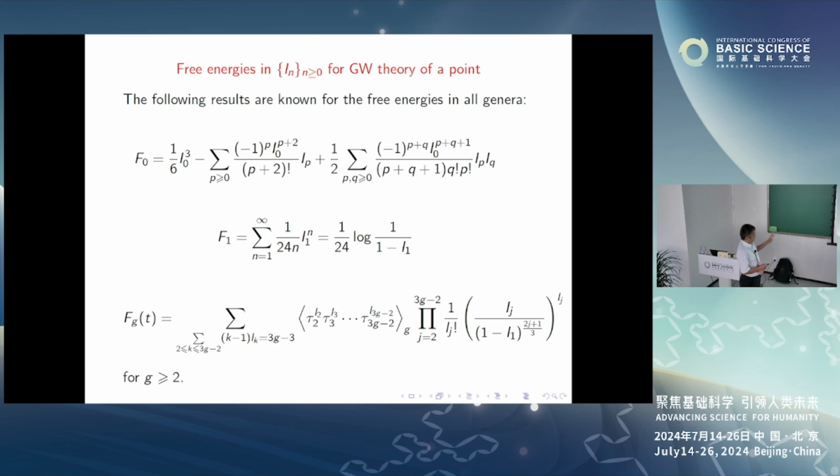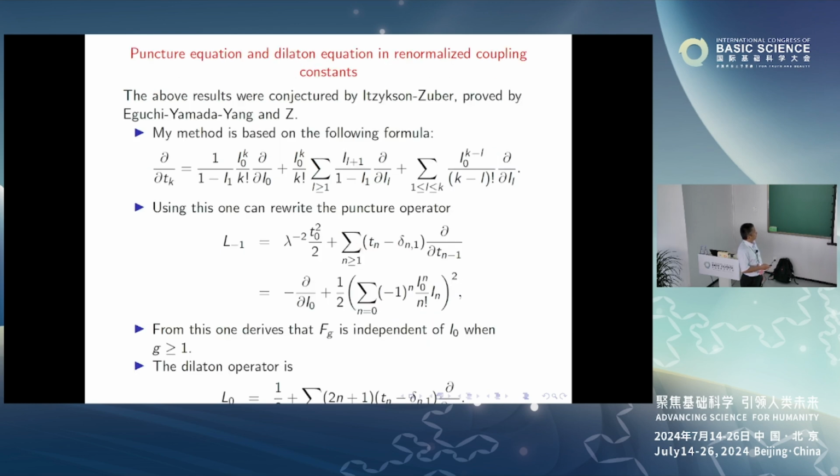So originally, you get something which is an infinite expression. But now, after the change of variables, you get something which is a finite expression. It's something that I think is totally unexpected. The Dijkgraaf-Witten conjecture was originally conjectured by Jian Zhou and proved by Iguchi, Yamada, Yang, and myself.